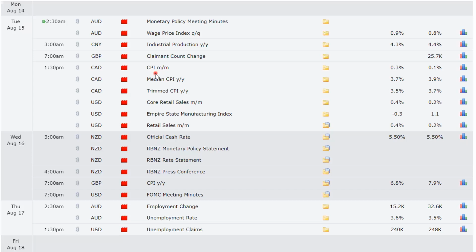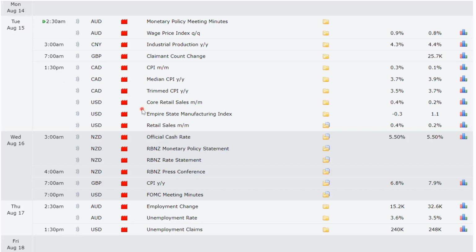The CPI data. Last week we had CPI data on the United States dollar, and you saw how it affected the dollar. So this week, I will be careful trading Canadian pairs, although we have some setups on the Canadian dollar. We will look at how those setups are looking to play for the week. Again, we have core retail sales, Empire State Manufacturing Index, and retail sales all affecting USD on Tuesday.